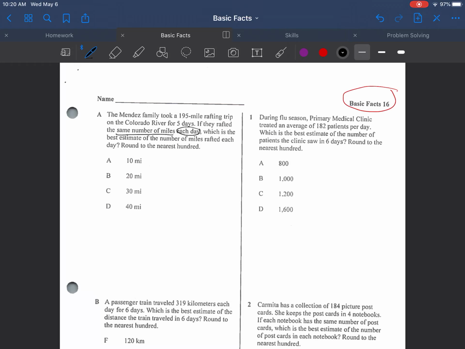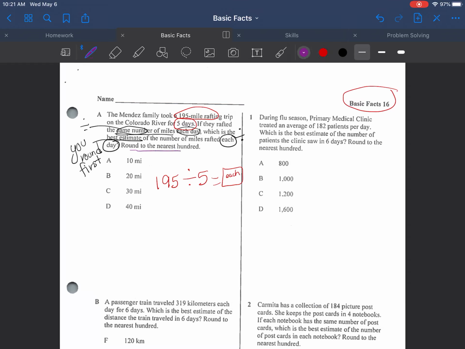Now, this one's a two-step problem because they want us to round, but we also have to divide. So I'm going to go ahead and take my problem, which is the total, 195 miles, and I'm going to divide that by 5 days to find each. I want to know each day. Step number 1 is to round. They're asking me to round to the nearest 100.